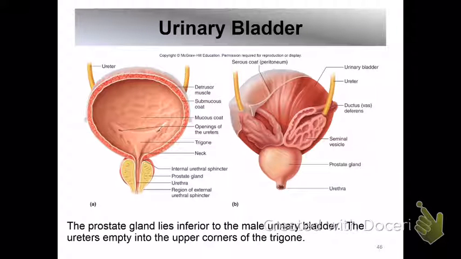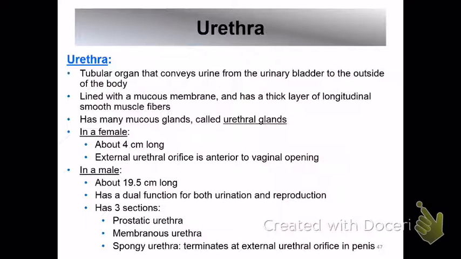Okay, the prostate gland, this is on a male. The prostate gland lies inferior, so below the bladder. A lot of times older males will have an enlarged prostate. It pushes on the bladder and gives them the sensation to urinate more often. Okay, the urethra, that's where the urine exits. It's a tubular organ that conveys urine from the bladder out of the body.